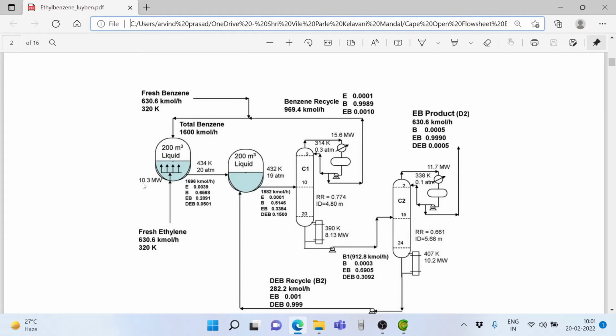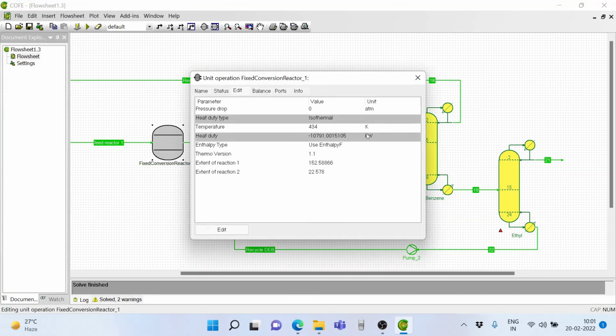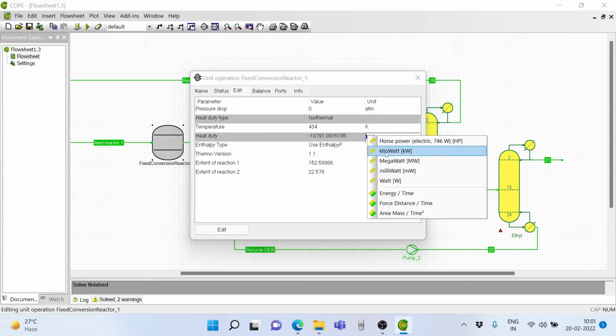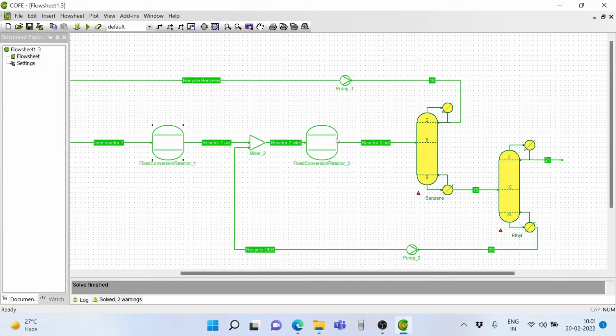Okay, so we have 10.3 megawatts. We are fairly close to the simulated results. Yes. So let's convert it to megawatts. It is 10.791 or 10.8 megawatts. The error is less than a percent. Please remember, we have come close to 1% error in estimation of the reactor load.